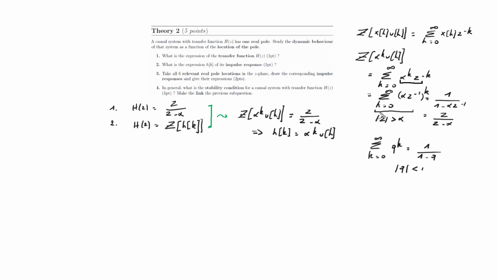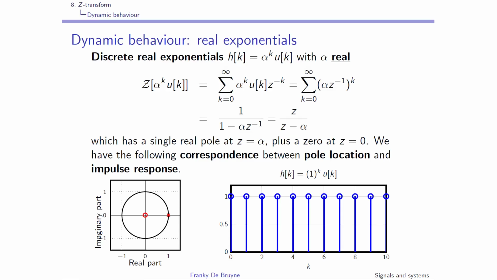For your information, you can also obtain the region of convergence. For this infinite sum to converge, you need alpha z^-1 in modulus smaller than 1. And this is equivalent to the modulus of z being larger than alpha. And now we have to link the position of the pole alpha to the type of impulse response that you have. To make this correspondence between pole location and impulse response, we'll go to the theoretical course.